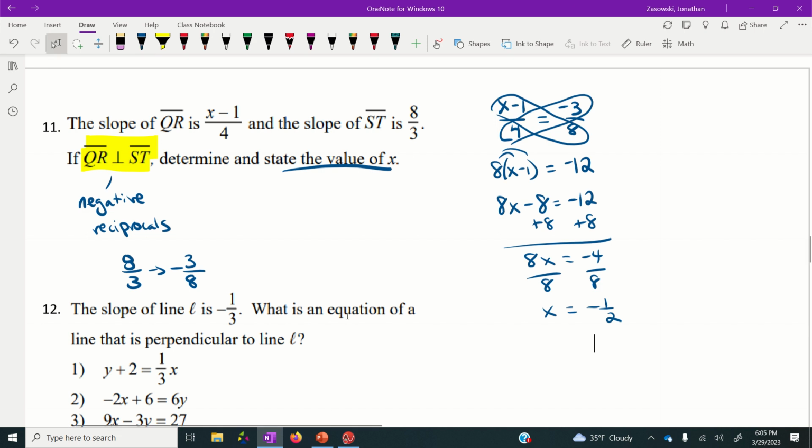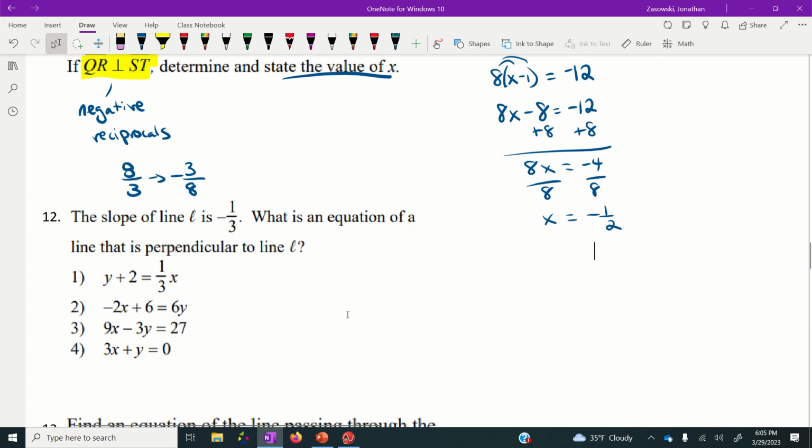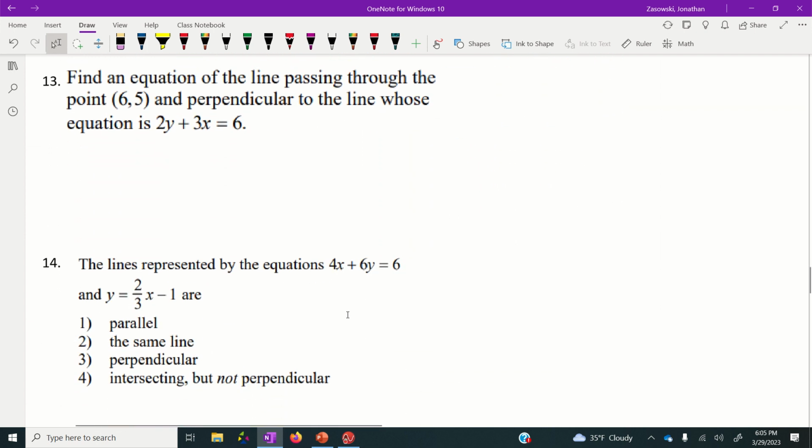Okay. On to the next one here. So we're going to number 13. Find an equation of a line passing through the points 6, 5, and perpendicular to the line whose equation is given. Now, because it just says find an equation of a line and it doesn't say what form, we're defaulting over to point slope form. Also, we're going to use this form because we don't have a y-intercept. We don't know what the y-intercept is.